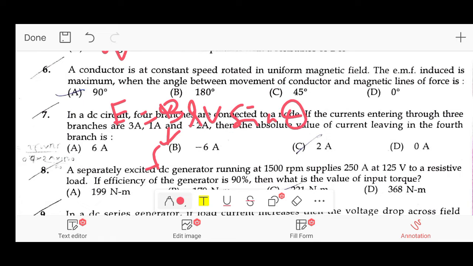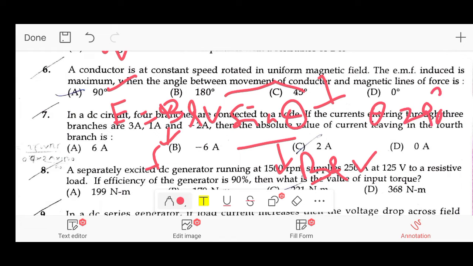Sin theta is the angle between B and V, meaning flux density and velocity of the conductor. When will it be maximum? If we want the EMF to be maximum, then sin theta should be 1. When is sin theta going to be 1? When theta equals 90 degrees. When theta is 90 degrees, the EMF will be maximum. So the answer is 90 degrees.